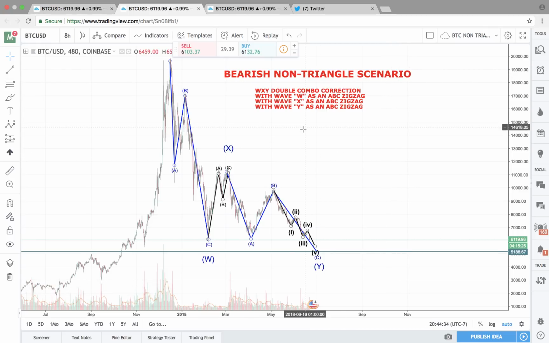A lot of people ask me, hey, what happens after this correction ends? Where do we go from there? So I'm going to talk a little bit about that as well today. I'm going to start off with the count.